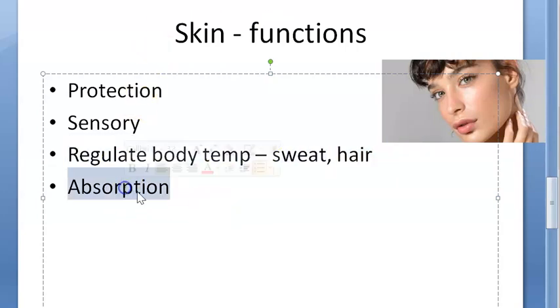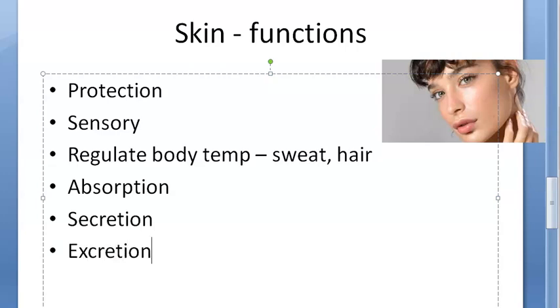Then absorption, all those beautiful creams that people want to apply. If they are oily-based, they are actually absorbed better, but oily-based will give pimples. Anyway, absorption can also happen via skin. Then coming to secretion, it can secrete sweat and sebum, that is oil secretion. You saw that there are sweat glands and sebaceous glands, so obviously secretion.